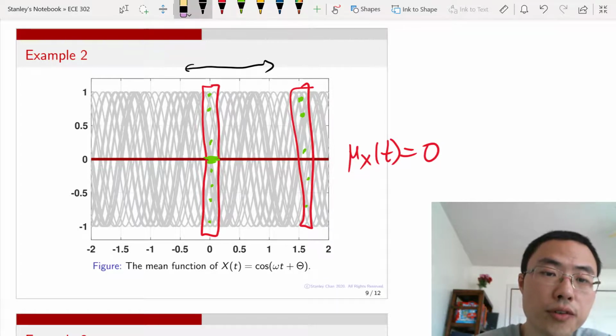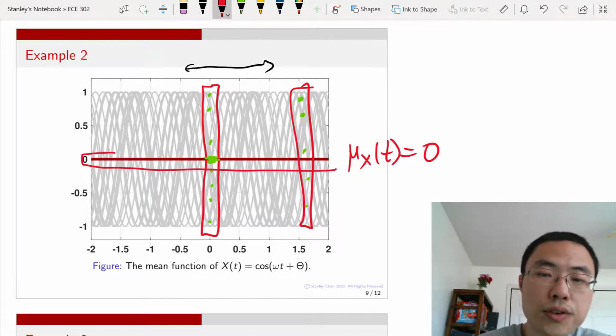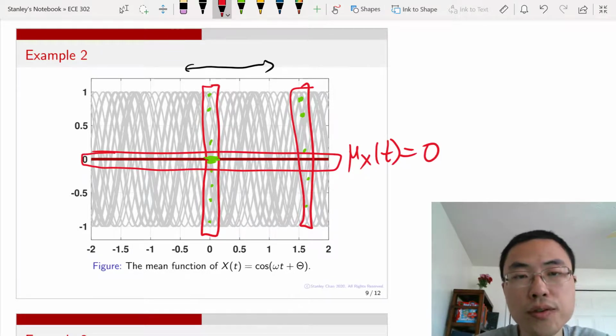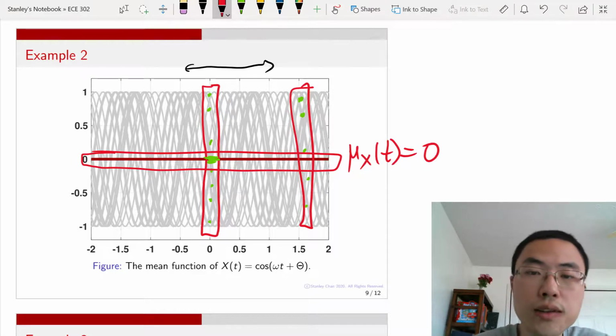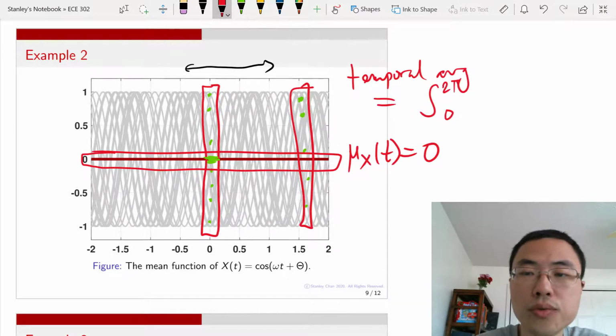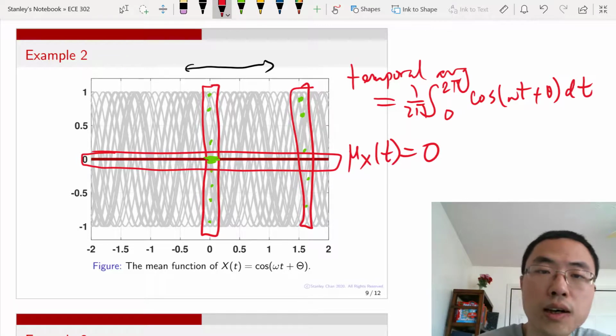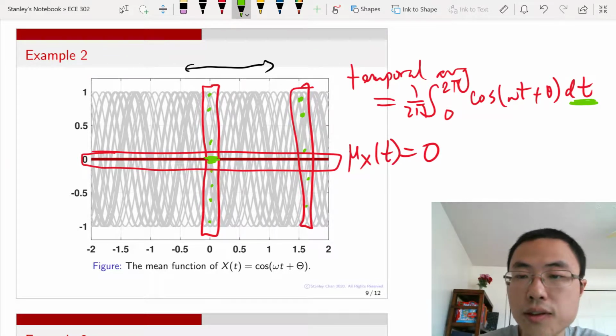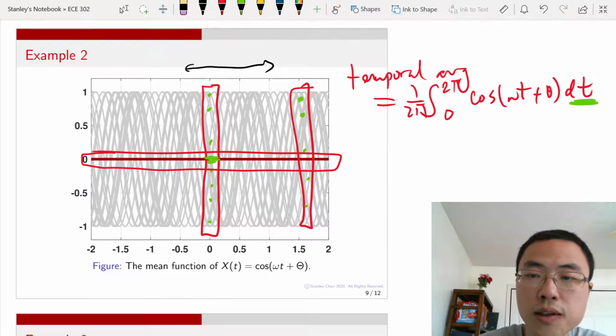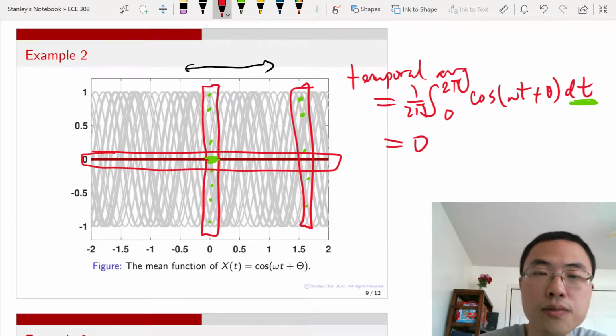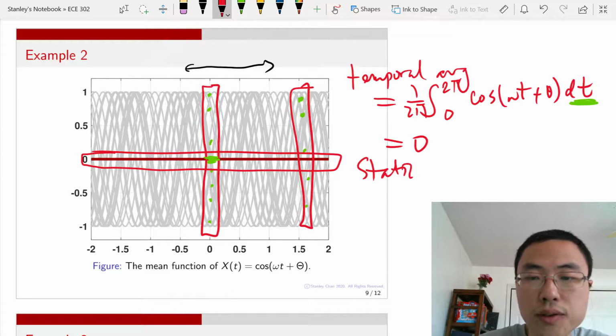Now, the interesting thing for this random process is that if you take the horizontal average, the temporal average, the temporal average is also 0. The temporal average is the integration over just one period, 0 to 2 pi, 1 over 2 pi, cosine omega t plus theta dt. Now, I want to emphasize that here is the integration over time t. That is 0.